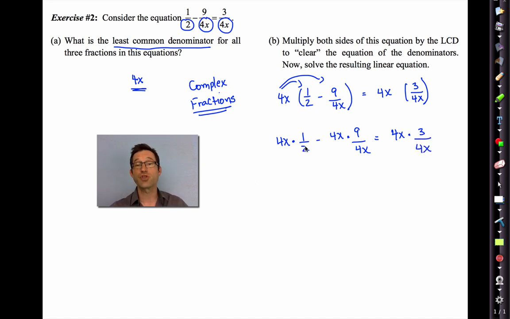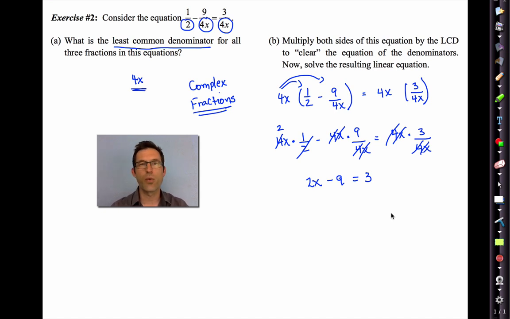And they do. Watch. 2 divides into 4, which gives me 2, and then I just have 2x times 1, which is 2x. Here the x and the 4 and the 4 are going to cancel. That just leaves me with the negative 9. And likewise, everything's going to cancel there, leaving me with a positive 3.